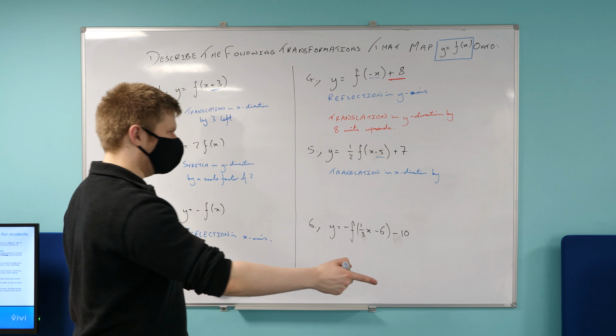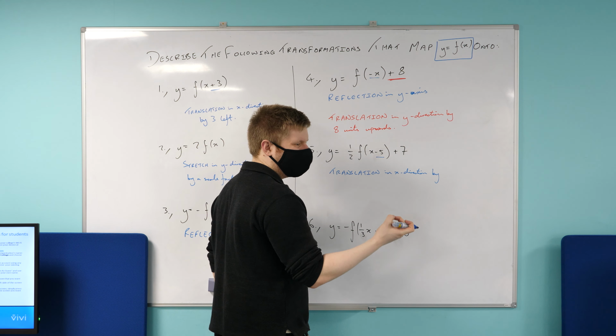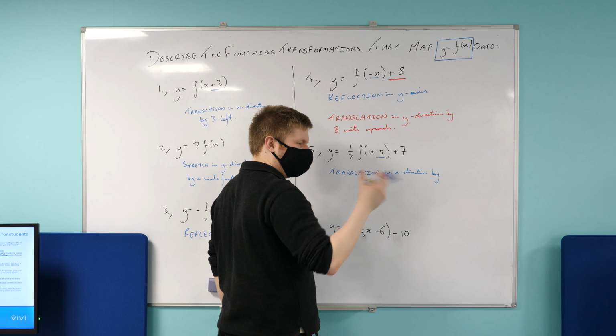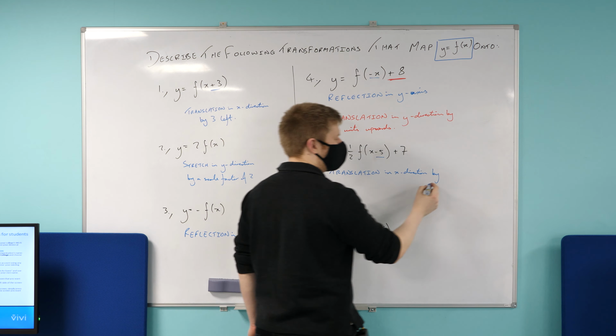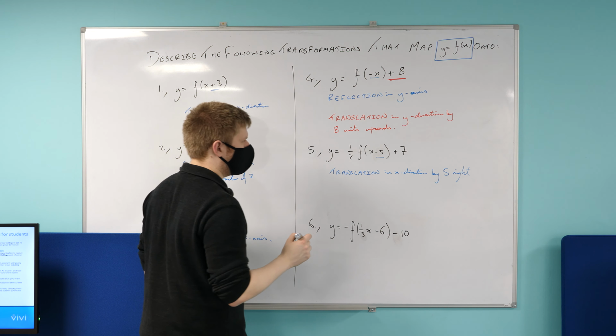Exactly, it's happening in the other direction to what you think it is. You remember those x directions, they're awkward ones, aren't they? The x ones are the opposite of what you think it should be. So it should be 5 to the right. And translation in y by 7.